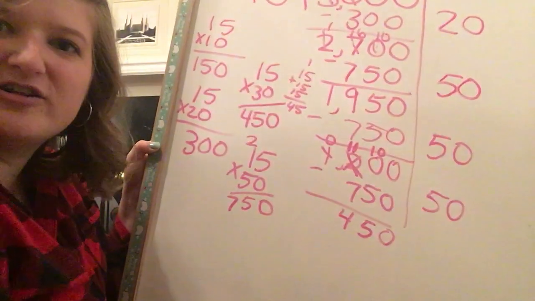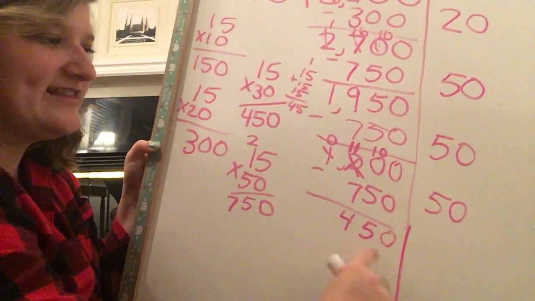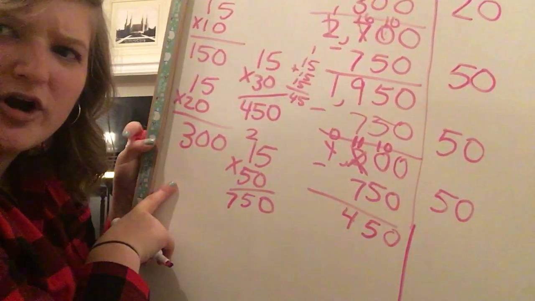All right, finally we're getting closer. 450. I can't take another 50, right? That would be way too much. So I need to look back at where I've already done my work. I don't need to work harder. I need to work smarter.